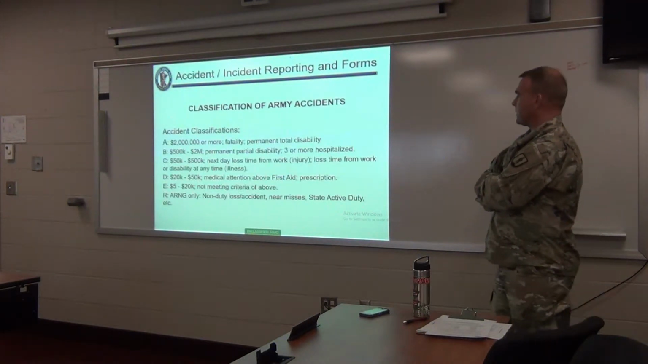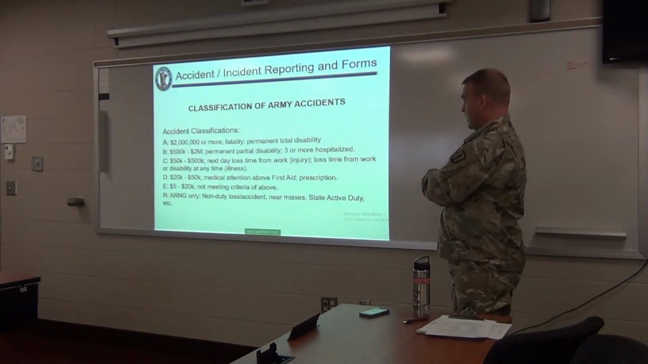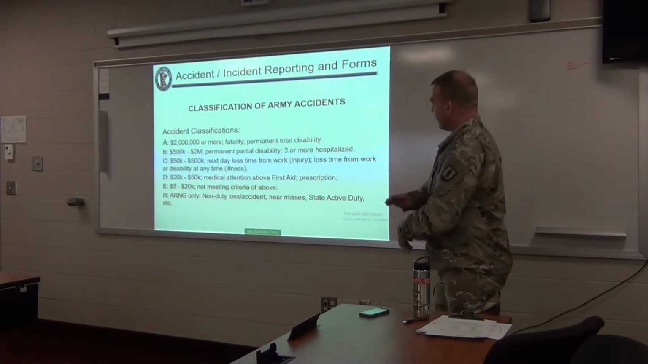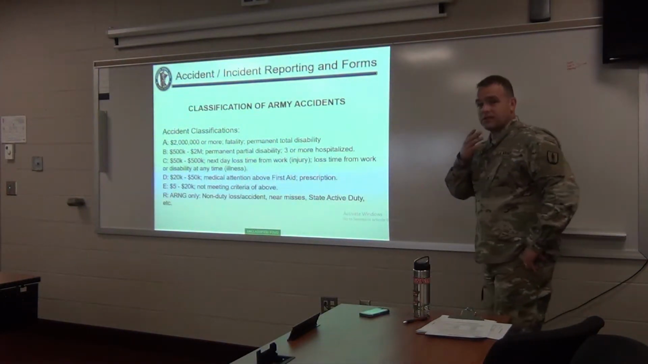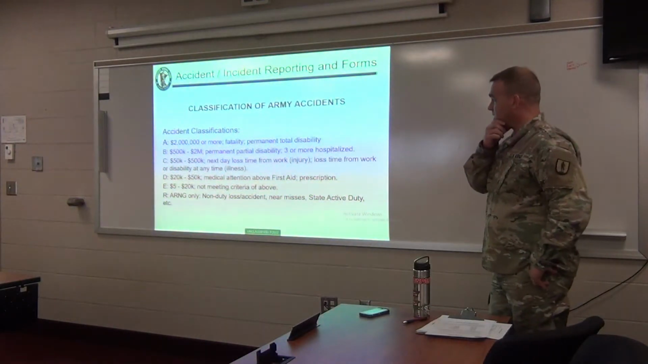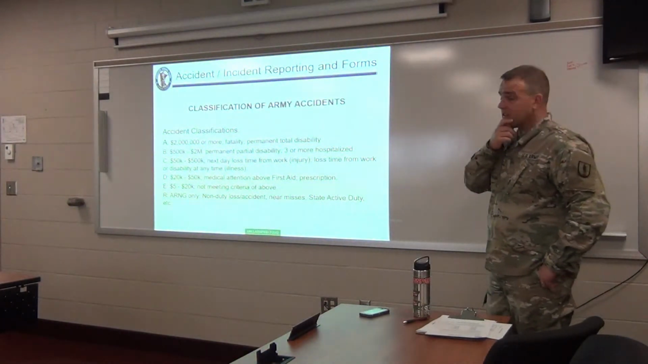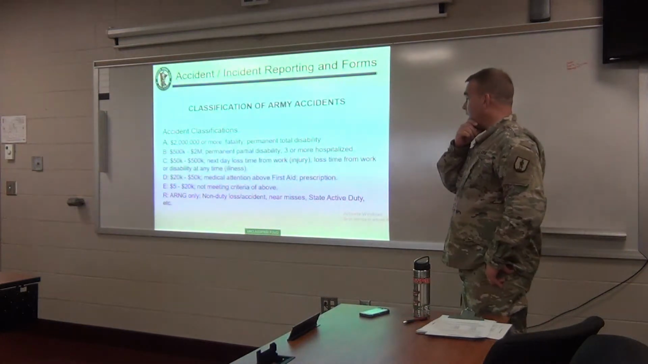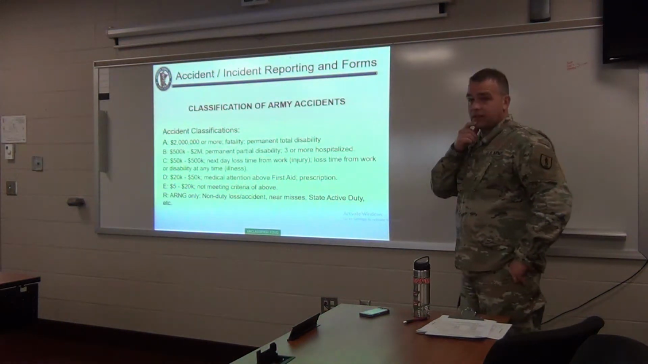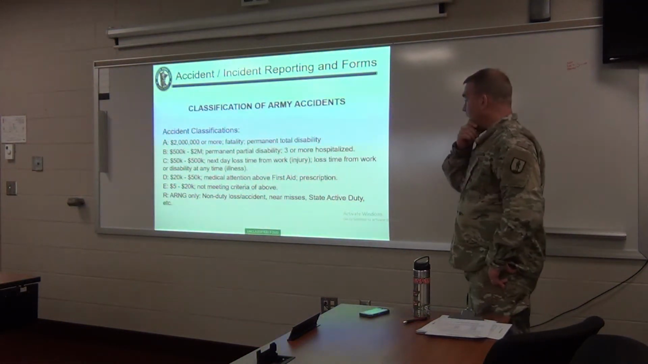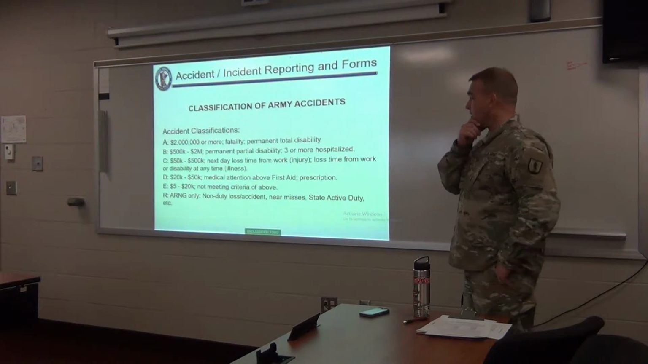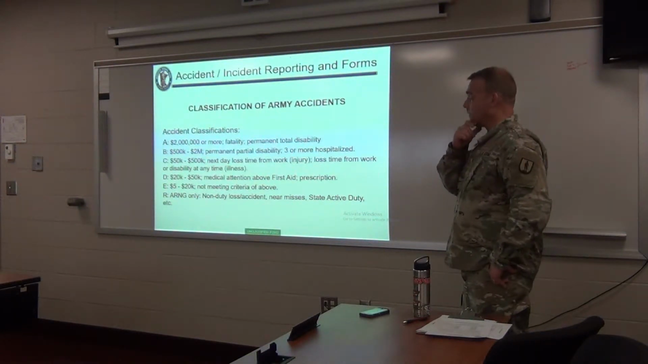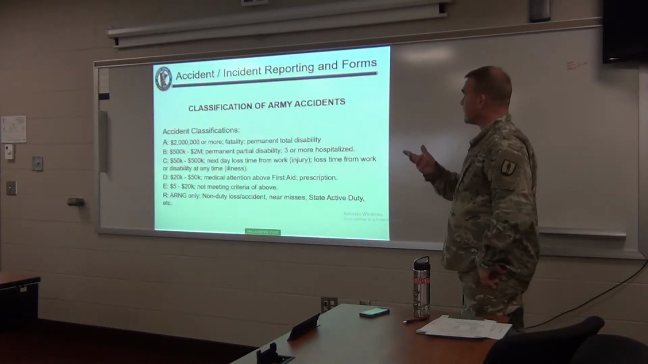So here are the classifications. We probably live more in the realm of D, E, and R. I don't think we'll see a lot of $2 million accidents. Potentially, you could see a fatality or a permanent total disability. That'd be a Class A. Class B is permanent partial disability, in the 500,000 to 2 million range, or 3 or more people hospitalized.